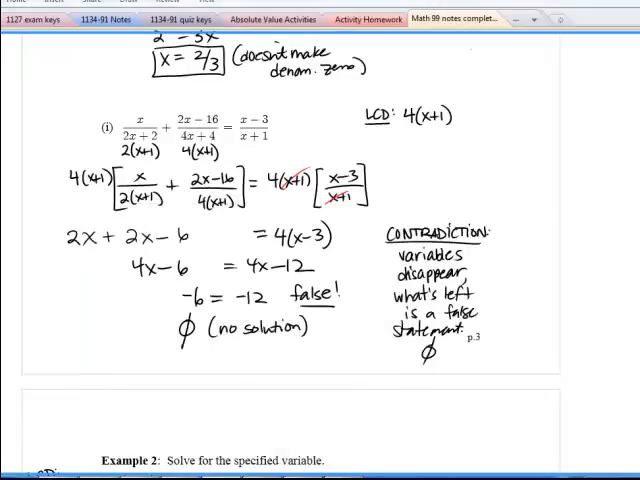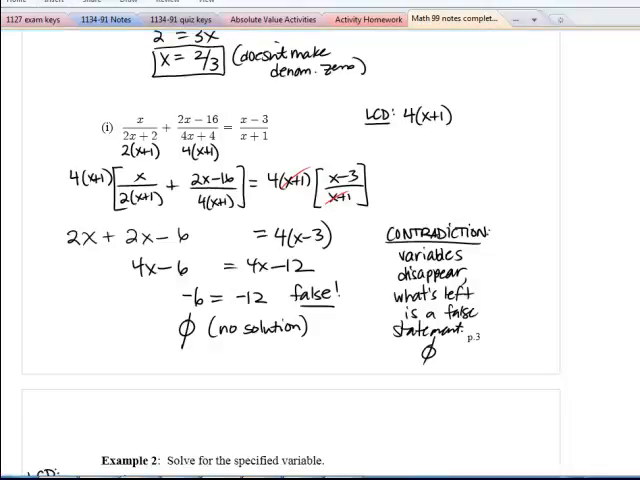There was a mistake in my work on example I from section 7.5. I miscopied one thing from one line to another. Right here, when I moved to the next line, I had 2x minus 6. It should have been 2x minus 16, which makes 4x minus 16. And negative 16 equals negative 12, which is still false, and there's no solution. But just in case you were wondering, I did have a mistake right there.